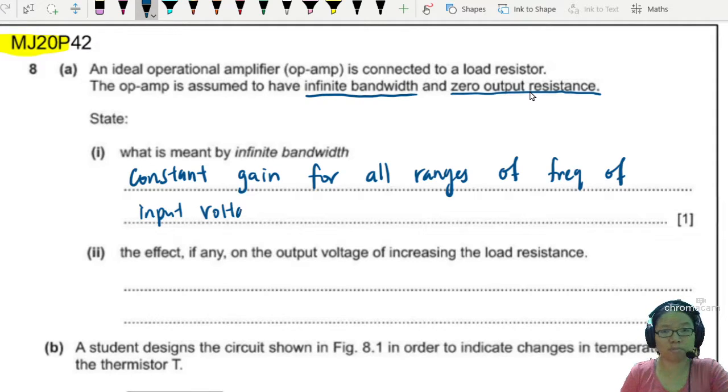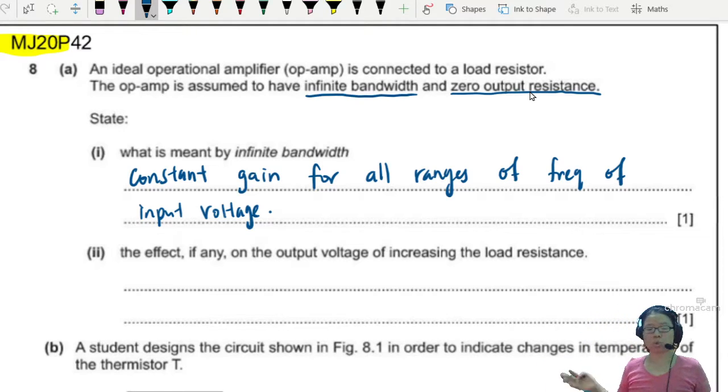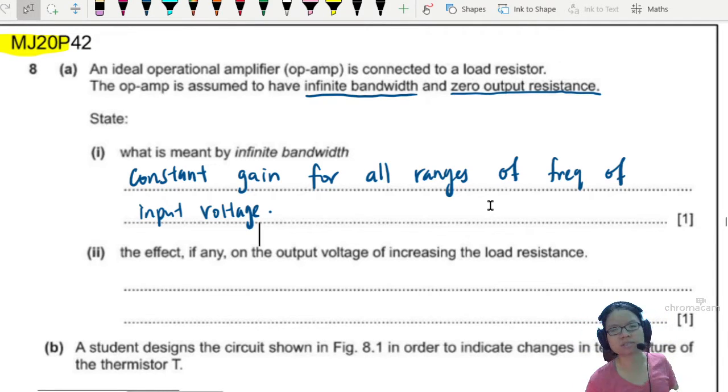Sometimes, if you remember from your comparator circuit, your input voltage can be AC. So don't care whether the AC has high frequency or low frequency, the gain is the same. Unless you change the resistor purposely, then you are changing the gain.